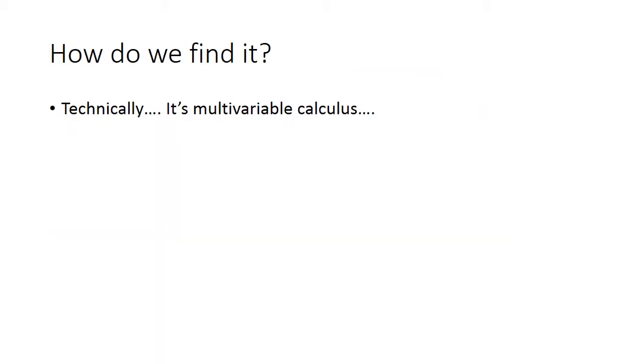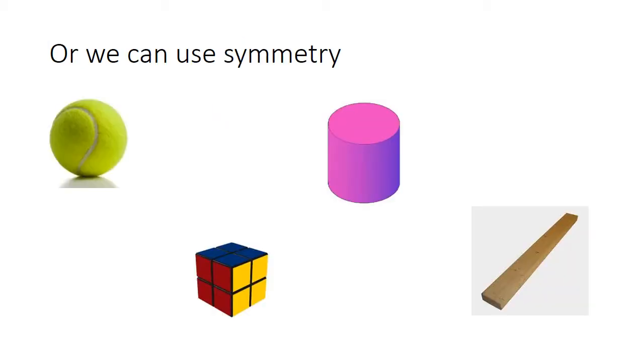Okay, so how do we find the center of mass? Well, technically, it's multivariable calculus. But that's only if you have a complicated shape. Or we can use this thing called symmetry. So here, there are 4 shapes. We talked about these in class. So a tennis ball is a sphere. But since it's hollow, technically it's what we would call a spherical shell. It's hollow. All right, so we can use this thing called symmetry that we actually have some intuition for to describe the center of mass as, well, the center. It's in the middle.